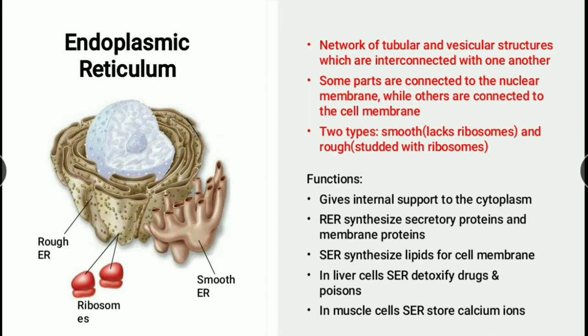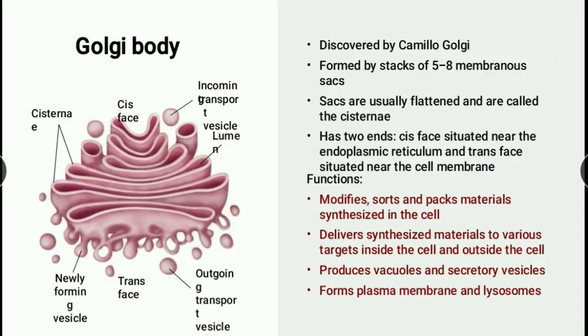It will produce fat. In liver cells, smooth endoplasmic reticulum detoxifies drugs and poisons. So the smooth endoplasmic reticulum, which is there in the liver, it will detoxify. Detoxify means it will reduce the poison of the drugs we are eating, tablets and all. In muscle cells, smooth endoplasmic reticulum stores calcium ions. All these are the functions.